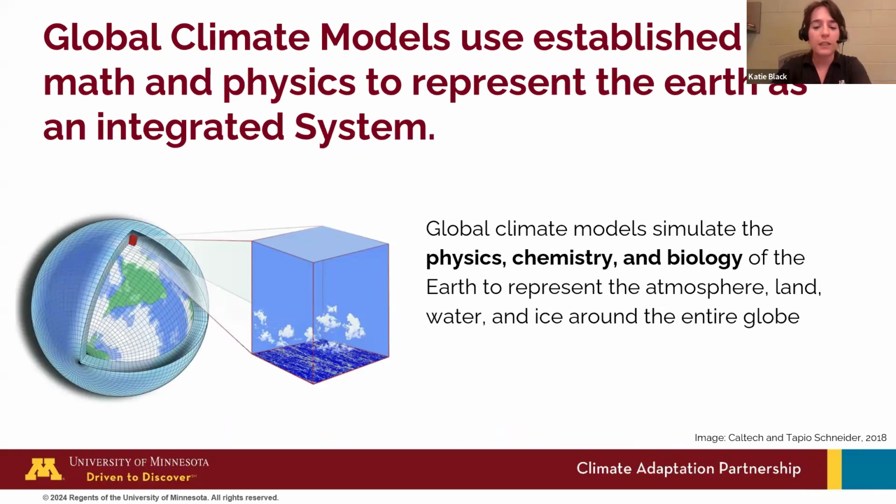We don't have time to do a really deep dive today, but I do want to tell you a little bit about what you need to know in order to understand climate models. So global climate models use established mathematical and physical equations to represent the Earth. They're simulating the laws of physics, chemistry, and the biology of the Earth to represent our atmosphere, land cover, and water and ice around the globe. Basically, what a computer is doing is taking all these components into consideration and looking at how they behave based on different levels of carbon in our atmosphere. And when the computer is able to solve that equation, it spits out a 3D picture of what we can expect for the future.